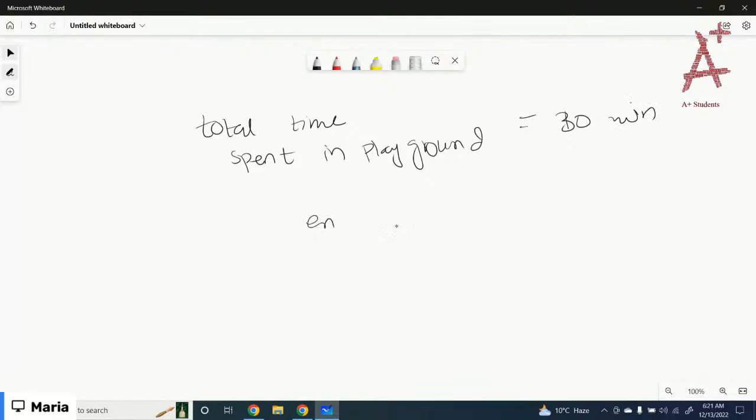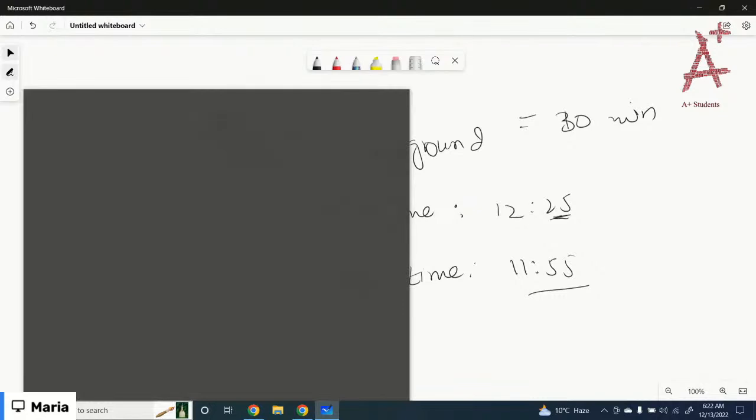The end time, or the time he left the playground, is given as 12:25. You have to calculate the start time, or the time he arrived at the playground. So go back 30 minutes. Here you have 25, so you go back 25 minutes and 5 more minutes to the 11. It would be 11:55. Got it? So that means he arrived at the playground at 11:55.